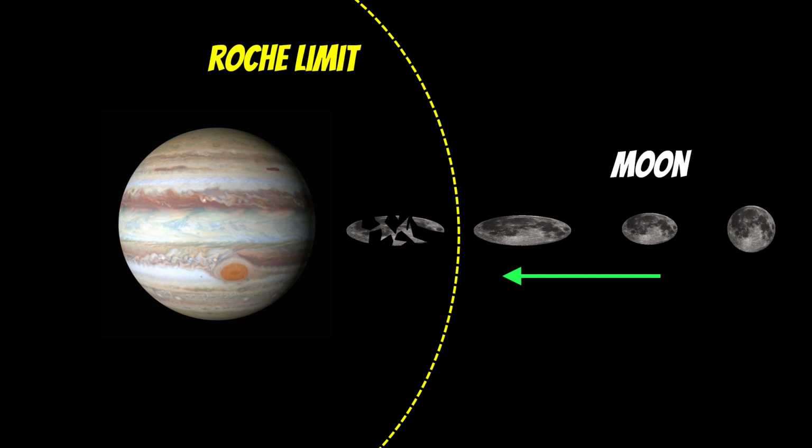So if we have a planet around about at the Roche limit, we would expect it to be elongated in the direction of the planet, or if it's an exoplanet orbiting a star, we'd expect that exoplanet to be elongated in the direction of the star.